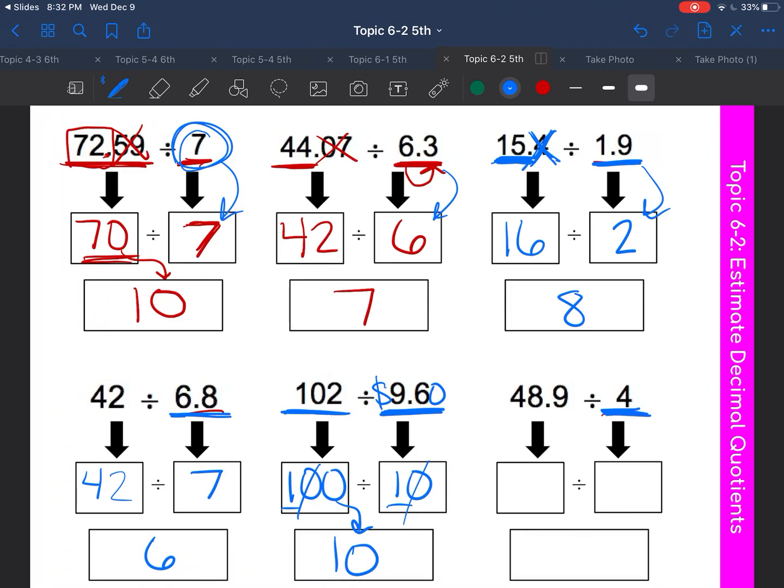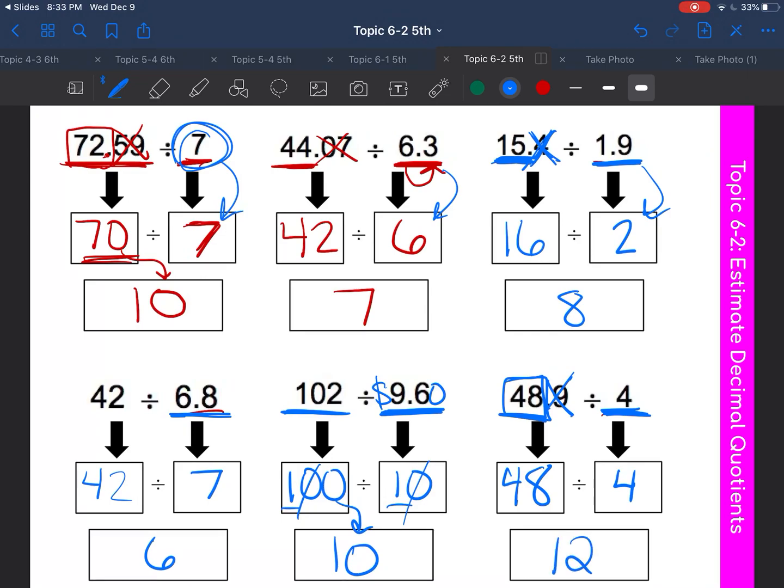Again, this 4 is just a whole number. We can keep it as a 4. Let's look at our dividend. Again, just ignore that 9. Just look at the whole number, the 48. Okay. What could we make this 48? Now, do we have to change it technically? Is 48 a multiple of 4 already? It is. Okay. If you want to make it something different, you can, but 48 is a multiple of 4. 48 divided by 4 is 12.